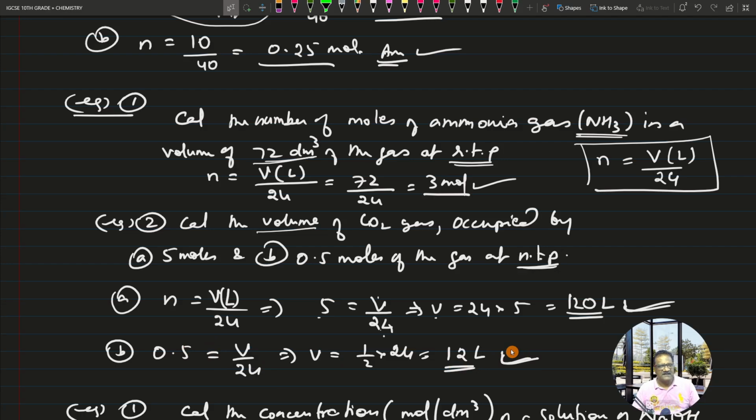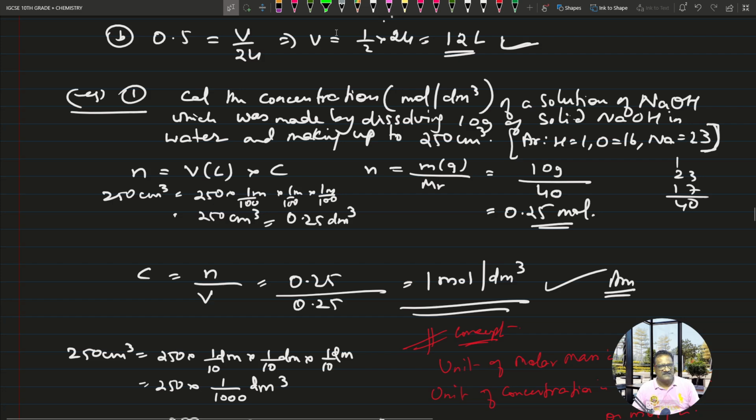Okay. The next one is calculate the concentration in mole per decimeter cube of a solution of NaOH which was made by dissolving 10 gram of solid NaOH in water and making up to 250 centimeter cube. And you are given AR values for hydrogen is 1, oxygen is 16, sodium is 23. Here again, this question says that calculate the concentration. So you have to find the concentration.